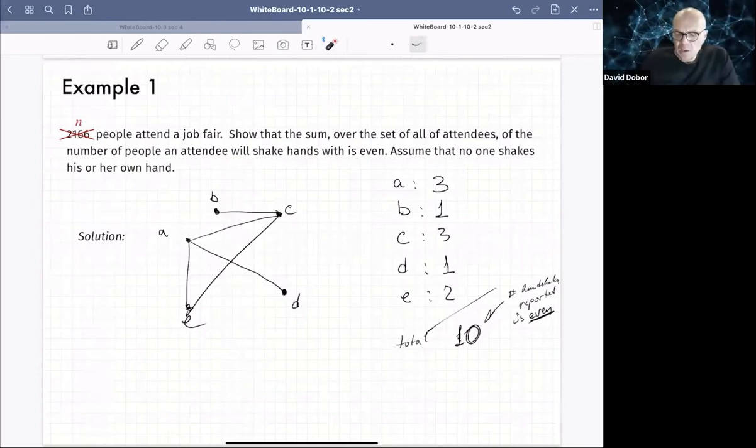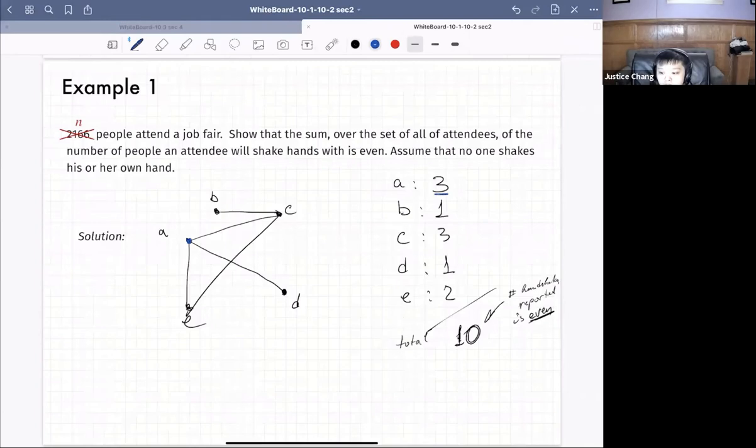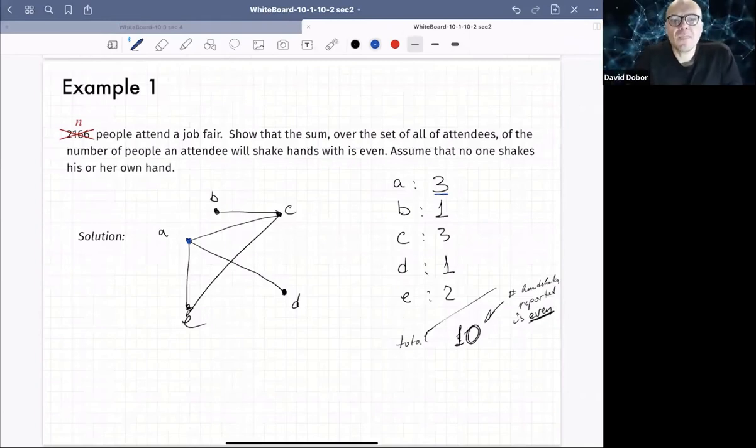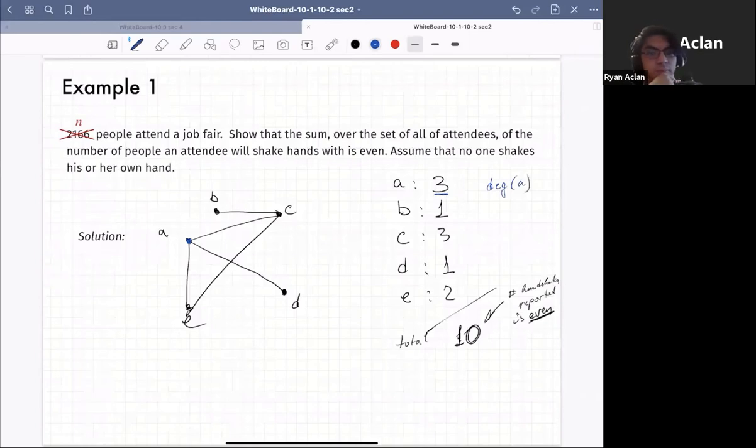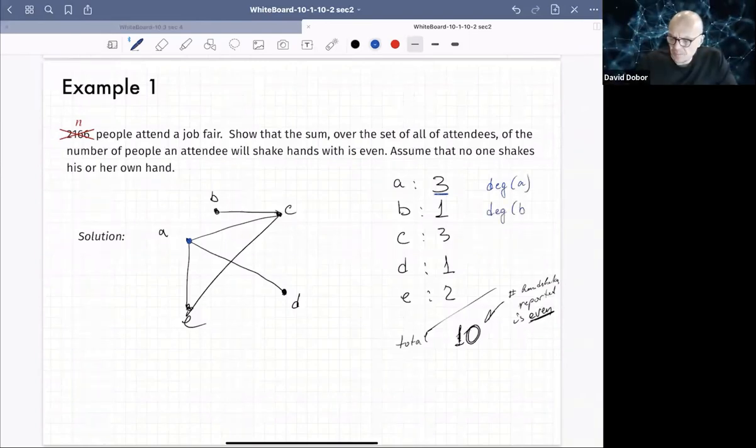By the way, can I ask you one more thing before you answer this? What is this 3 in terms of the definitions that we gave for A? The number of times A extended his hand to perform a handshake. The degree. That's the degree of A. So these are degrees of those nodes or vertices, degrees of C. So the sum of the degrees here is going to be even.